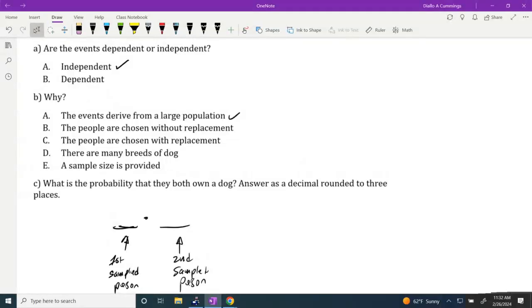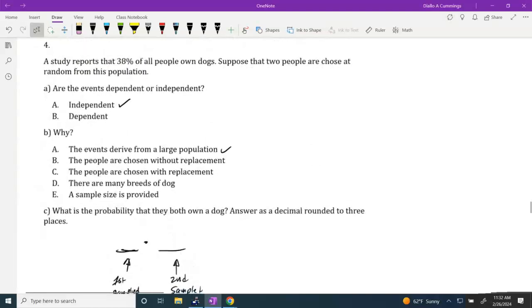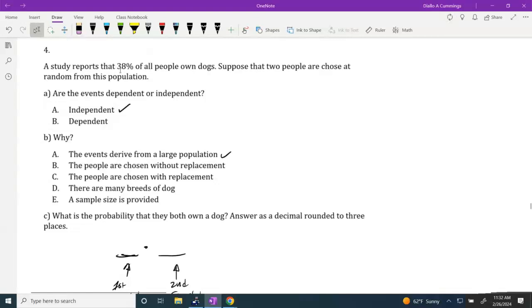All right, so now let's determine the probability. What's the probability that the first sample person will own a dog? Well, they sort of give us that probability in the question, right? It says a study reports that 38% of all people own dogs. So the probability that the first randomly chosen person would own a dog would be 38%. When you use percentages in calculations, you have to revert them back to decimals. So 38% is 0.38 as a decimal.